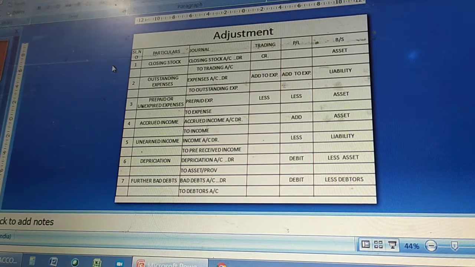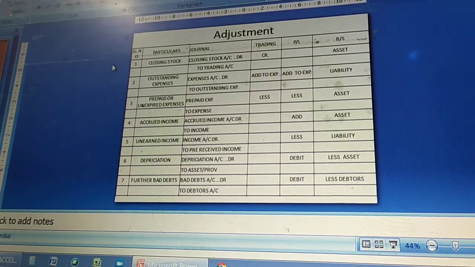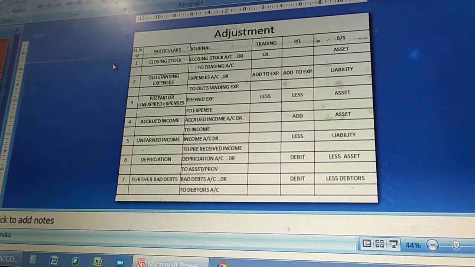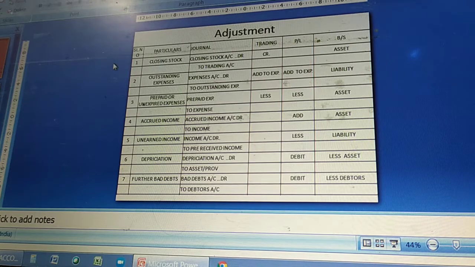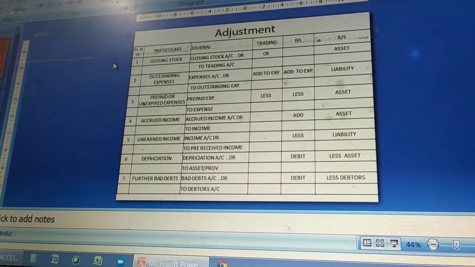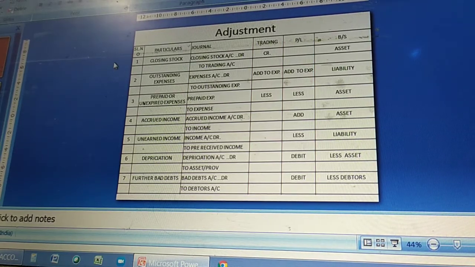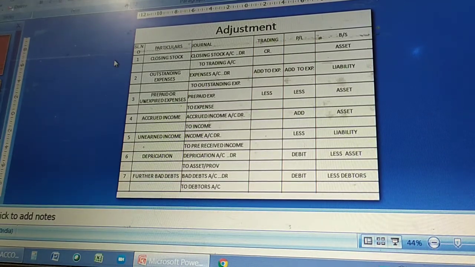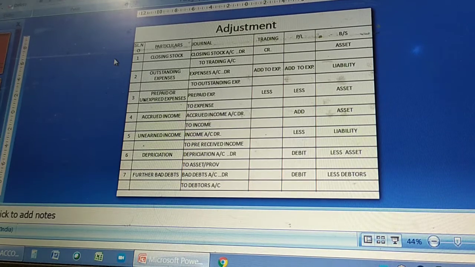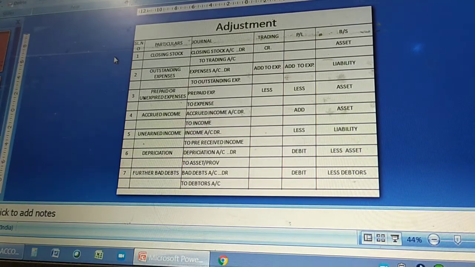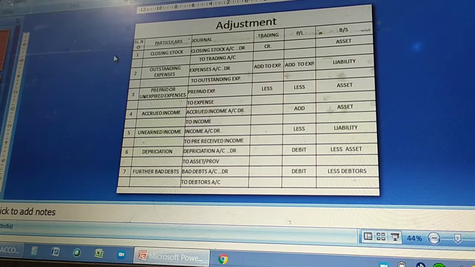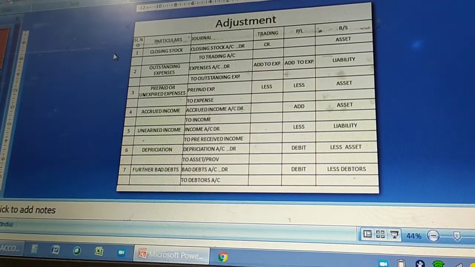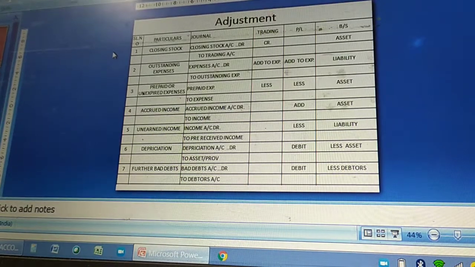Students, today's topic is final accounts adjustment. I recall that final accounts consist of trading account, profit and loss account, and balance sheet for a trading concern. Now, in these final accounts, there are two parts. One was without adjustment, and one is with adjustment. Without adjustment video is already uploaded. Now we will be doing with adjustment.